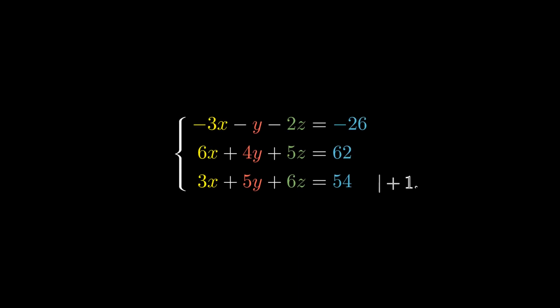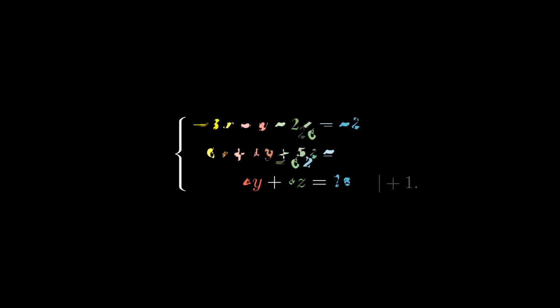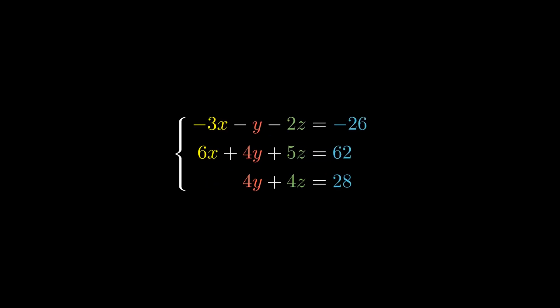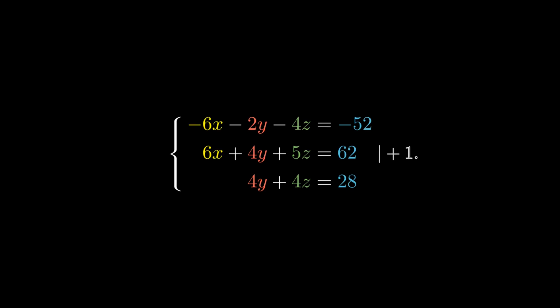-3x plus 3x is 0, so the x term in there cancels out. To also eliminate x in the second equation, we'll scale the first one by 2 and add it to the second equation. -6x plus 6x is 0, so again, x cancels out. Lastly, we'll also eliminate y in the third equation. To do that, let's multiply the second equation by -2 and add it to the third equation.